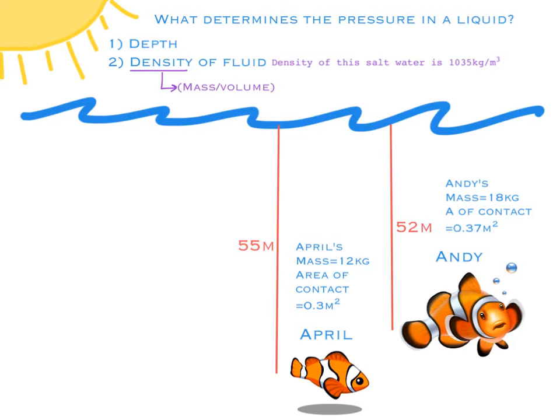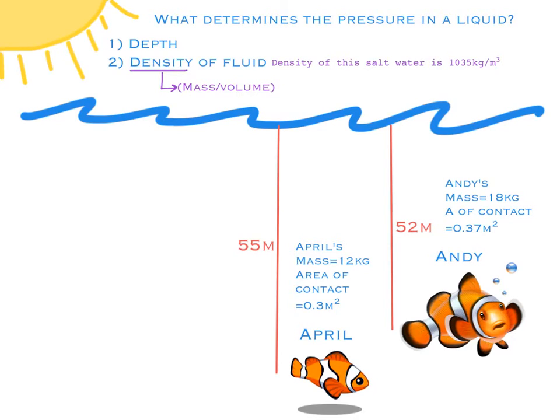And I'm just going to tell you right off the bat that let's consider that the density of this salt water here is 1,035 kilograms per meter cubed. The kilograms is the mass, and it's mass over volume, so it's over meters cubed. So far we know that depth is important, and the density of the fluid also matters when it comes to pressure in a liquid.